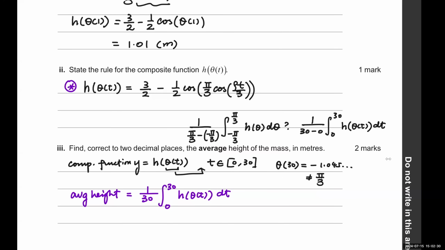And that's probably why the exam writers put in part 2 here. So you probably want to relate it to part 3. And eventually the overall domain for this composite function will be 0 to 30. You can see the endpoint is not at pi over 3, okay? Based on the evaluation. So come back to my CAS calculator.